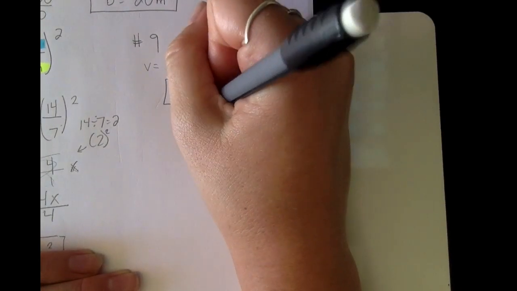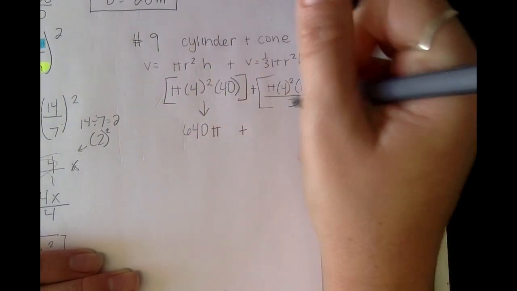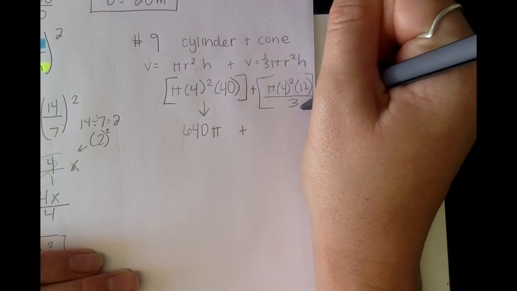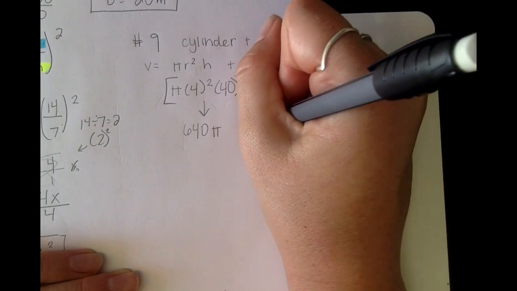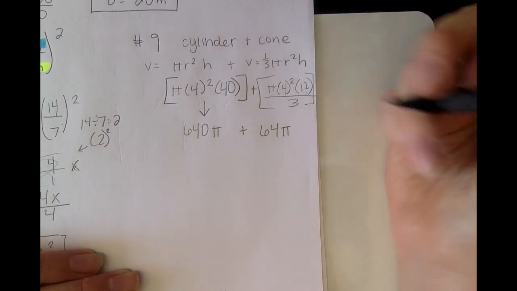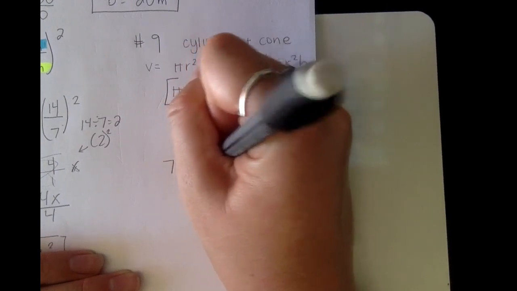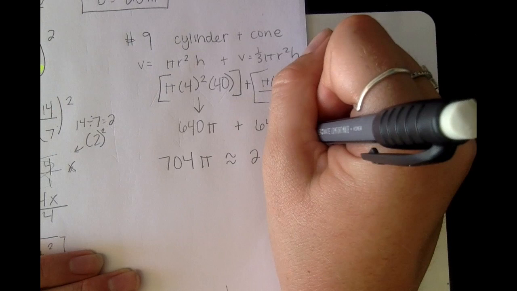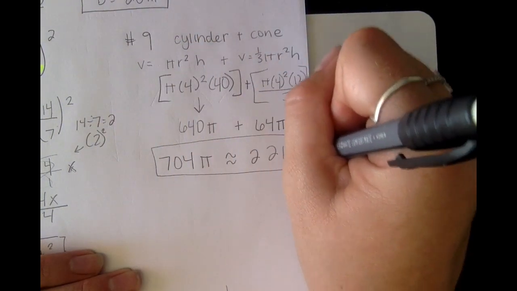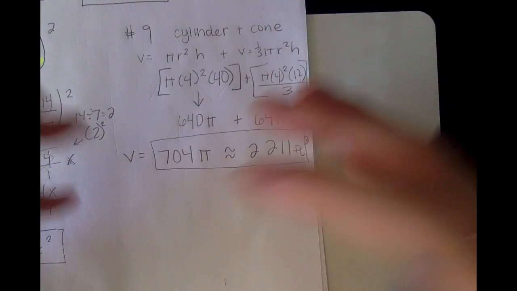If you solve all of this out, you get 640 pi plus 192 pi divided by 3. So 192 divided by 3 is 64, so that's 64 pi. And then if you add those together, that becomes your answer of 704 pi, which is about 2,211. So either of these could be your answer, and I think it's cubed. So this is going to be your volume of that shape that has two different shapes attached to it.